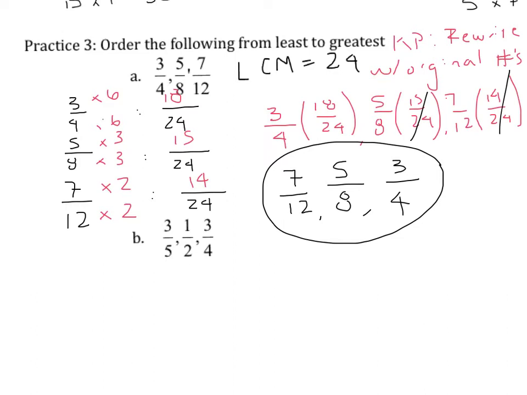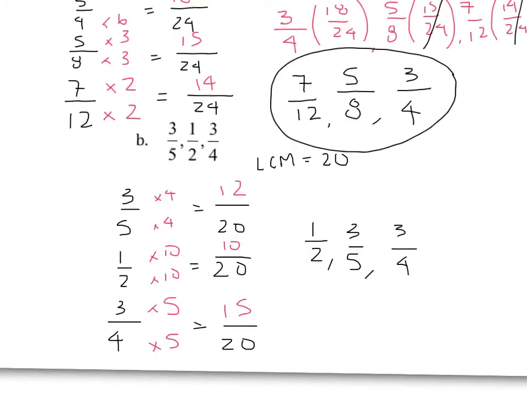Right, so I want you to go ahead and pause the video and try practice 3B, the one right below. When you're ready, press play and you can see the answers. All right, here are your answers. So you should have had, in order from least to greatest, 1/2, 3/5, and 3/4. You can go ahead and look at this work if you need to, but remember when we rewrite, we should use the original numbers, so the numbers that we were given.